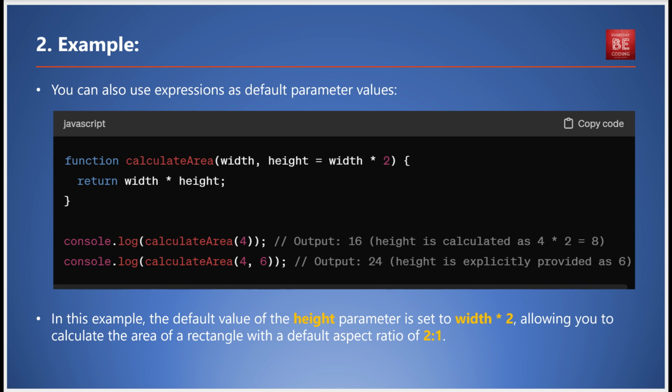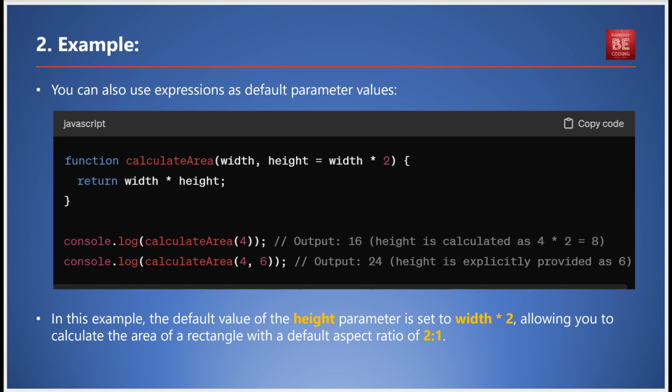Default parameters in JavaScript can also be expressions. Here's an example. In this function, the default value of the height parameter is set to width times 2. This allows you to calculate the area of a rectangle with a default aspect ratio of 2:1. So if you call it with only a width of 4, the output will be 32... since height is calculated as 4 times 2, which equals 8. If you call it with height explicitly provided as 6, the output will be 24.